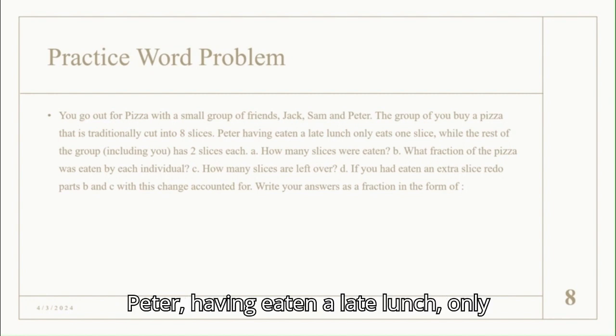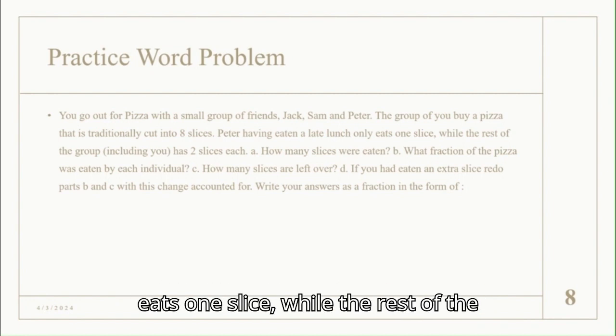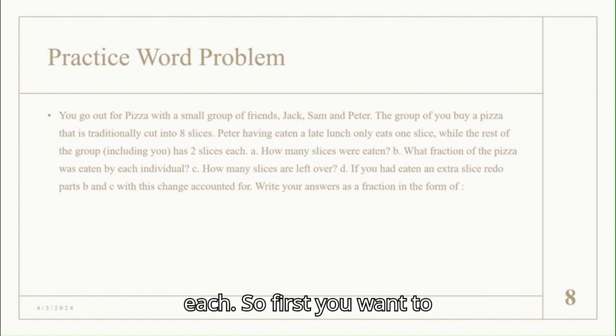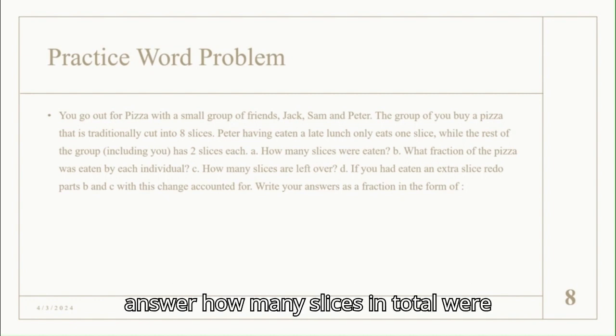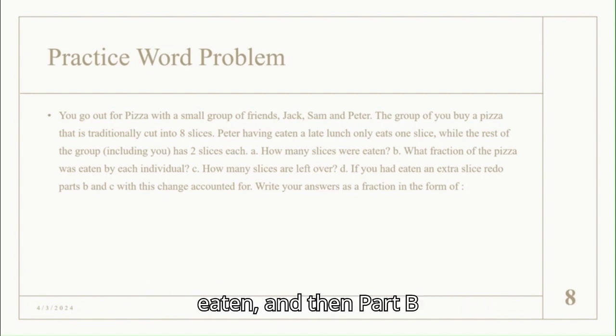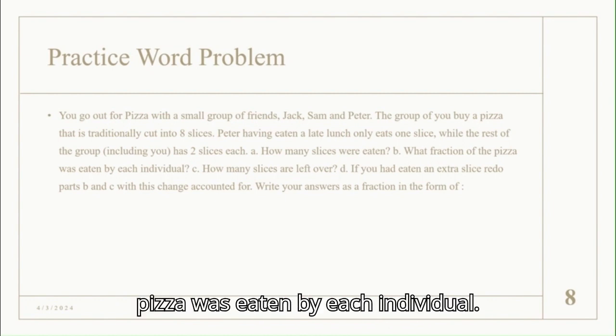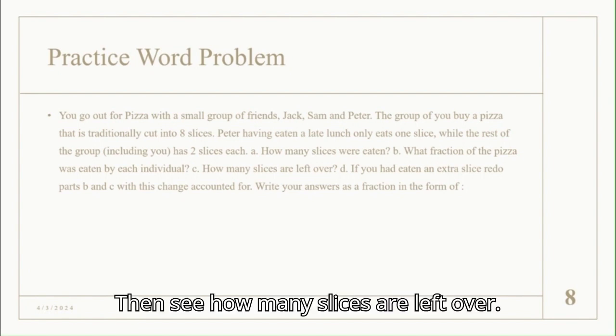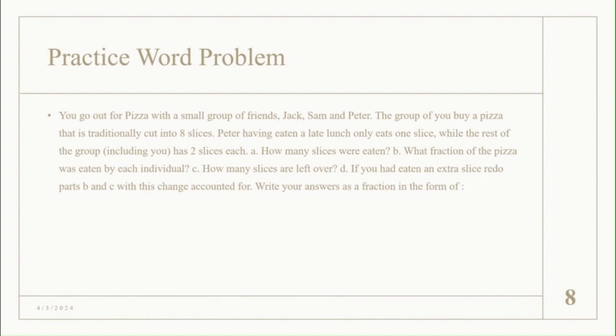So Peter, having eaten a late lunch, only eats 1 slice, while the rest of the group, including you, has 2 slices each. So first, you want to answer how many slices in total were eaten, and then for part B, we look at what fraction of the pizza was eaten by each individual. Then C, how many slices are left over.